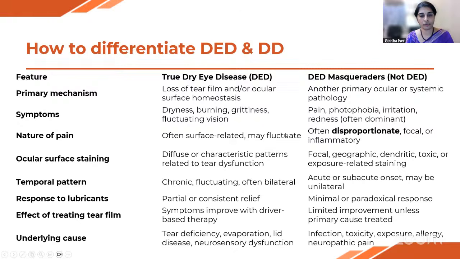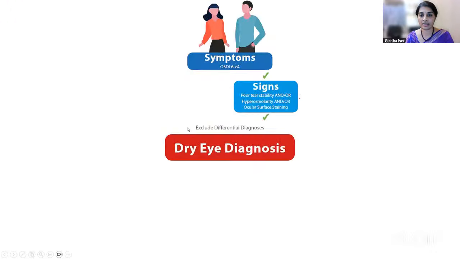The nature of pain: it's usually chronic in dry eye disease, versus acute or subacute in the differential diagnosis. And the response to lubricants could be partial or consistent relief, versus minimal or paradoxical. So there are certain ways, certain questions, and certain signs that help us differentiate the two. So this adds the next layer here.